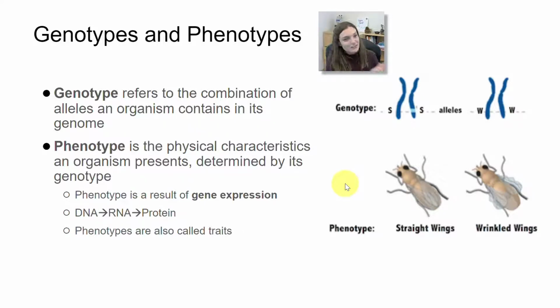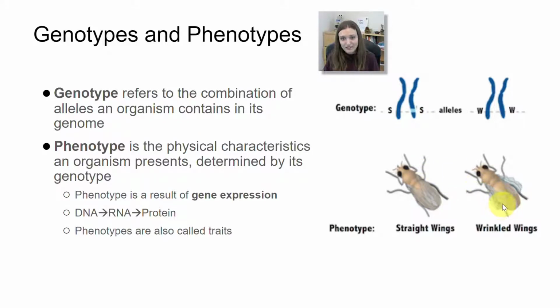So we can think about a genotype as the DNA an organism has, the combination of alleles that they have, and phenotype as the physical characteristics, or traits. You'll often hear phenotype talked about in terms of traits. What traits does an organism have, right? Like right here we have a fruit fly. It has the genotype for straight wings, so it ends up with straight wings because these genes tell the proteins in its wings to take a certain shape.